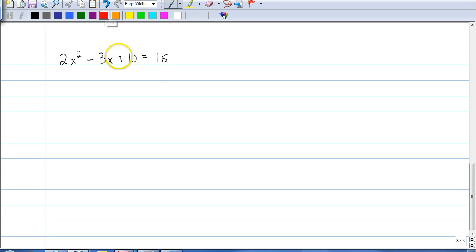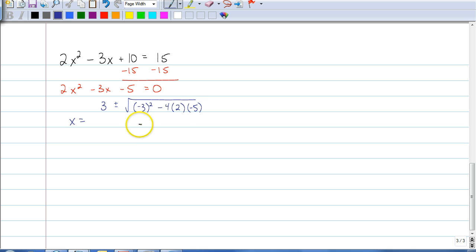Okay, let's see how you did here. So again, your first step should have been to subtract 15 from both sides. When we do that, we get 2x squared minus 3x minus 5 equals 0. Now I can go ahead and use my quadratic formula. So I'm going to use the opposite of b, which is a positive 3, plus or minus the square root of b squared, so it's going to be negative 3 squared, minus 4 times a this time is 2, times c is a negative 5 this time, all divided by 2 times a. Well, 2 times 2 is 4.